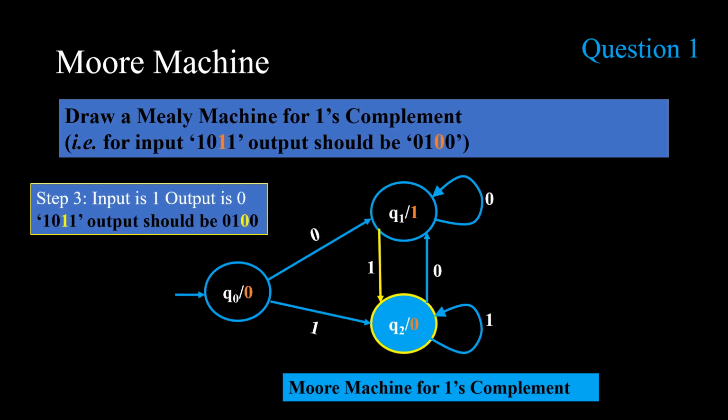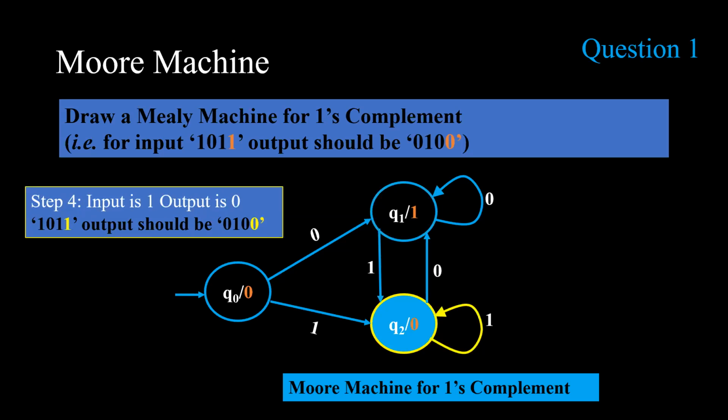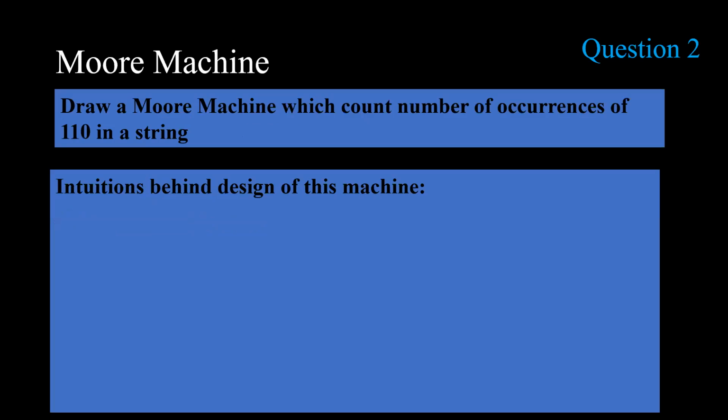I get a 1. I move to Q2 state on getting a 1, and the output which will be generated is 0. Likewise, when I am in Q2 state corresponding to 1, I'll move within Q2 with a cycle of 1 and the output will be 0.